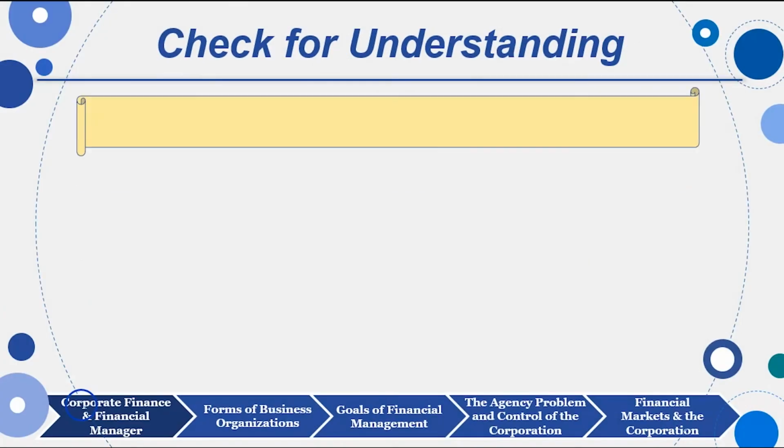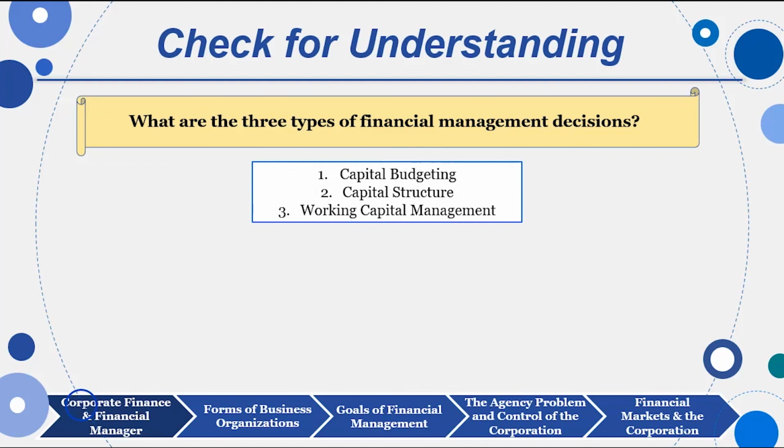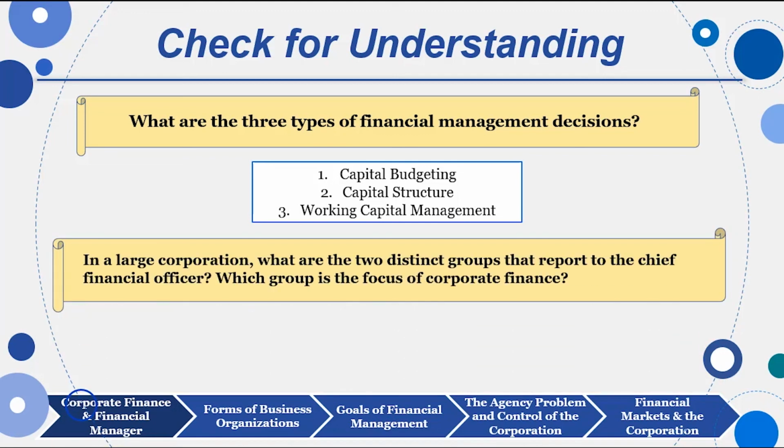Here's a quick quiz. Check for understanding. What are the three types of financial management decisions? What's on the mind of the financial manager every day? Capital budgeting, capital structure, and net working capital. Things that you worry about and think about all day long. In a large corporation, what are the two distinct groups that report to the CFO, Chief Financial Officer? The treasurer and the controller.